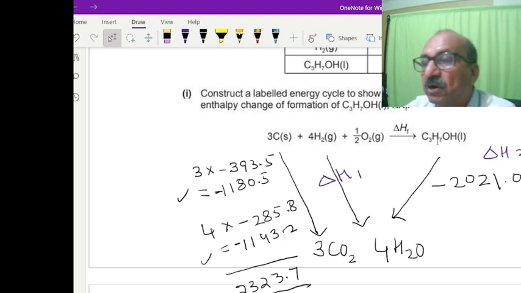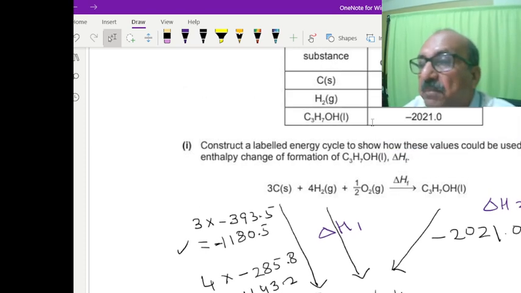So this is the formation of propanol. Whenever any substance is formed, we have to take the elements on the left hand side. That is the definition of enthalpy change of formation, that 1 mole of the compound is formed from its elements in their standard states. So the elements which make up propanol are carbon, hydrogen and oxygen. 3 carbons, total 7 and 1, 8 hydrogen, so 4H2, and there is only 1 oxygen, so half O2. So this will be the equation for the formation of propanol. But you have to use the combustion data.